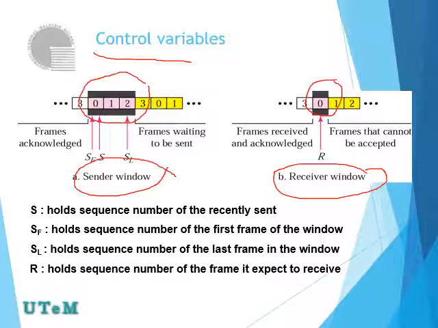So we have SF, the first frame to be transmitted, SL, the last frame to be transmitted, and R at the receiver, the frame expected to be received. S is the frame that was recently sent.